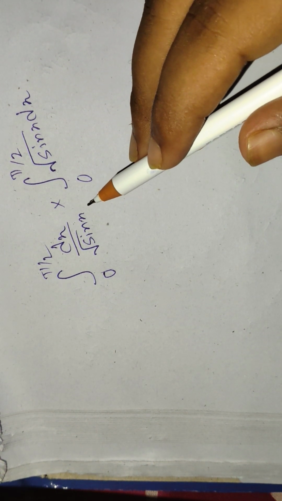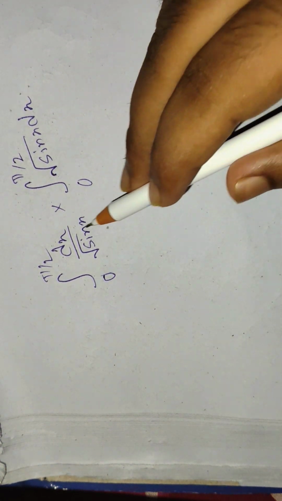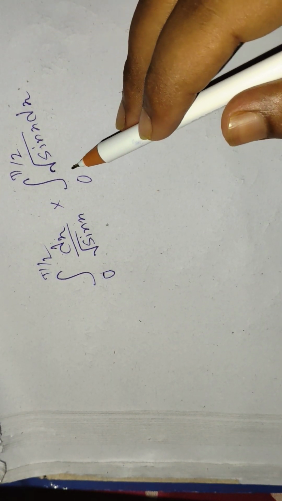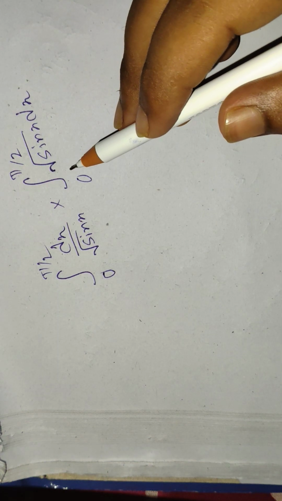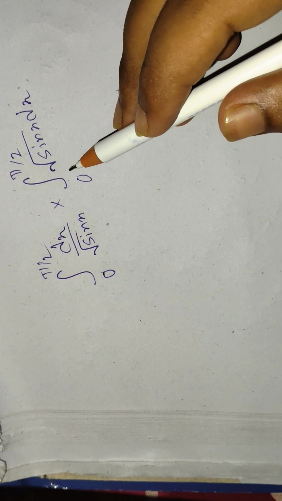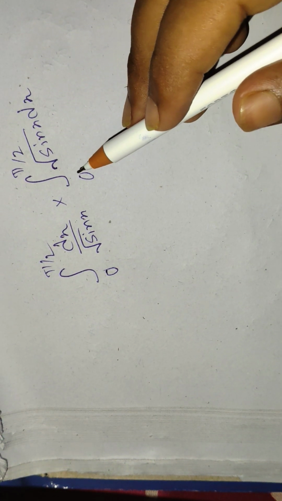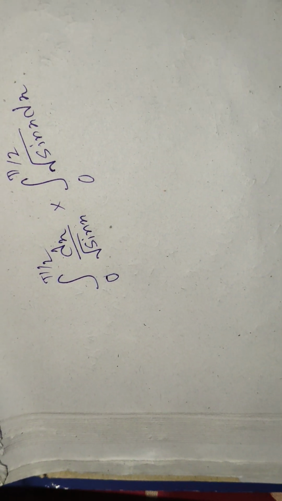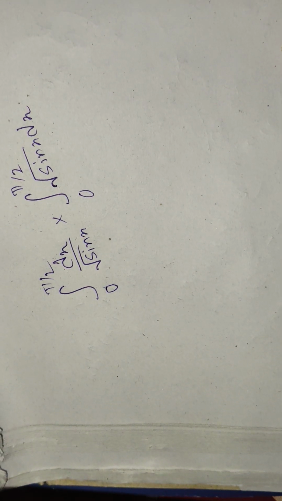The main functions, let's say f(x) equals 1 by root over sin x and g(x) equals root over sin x only. After addition the function will be converted into, let's say, h(x). So h(x) equals 1 by root over sin x plus root over sin x. However, in that case, how will we solve? Using the beta function we can easily solve it.